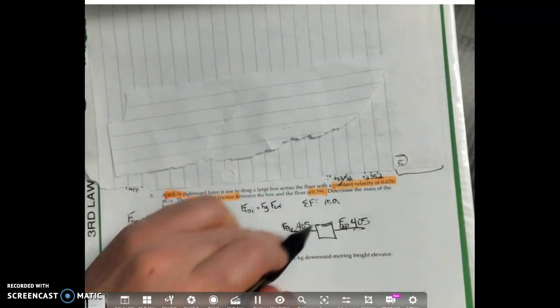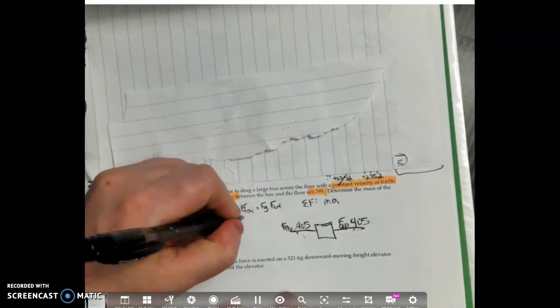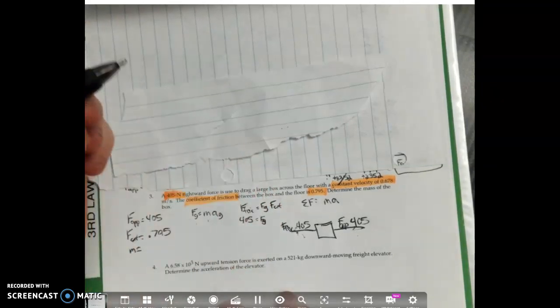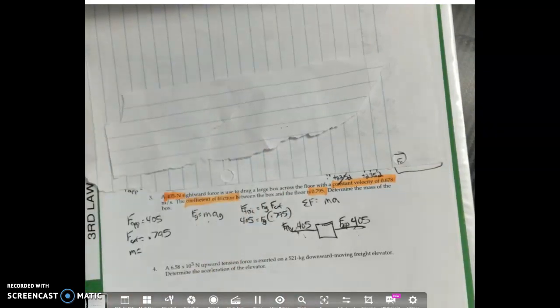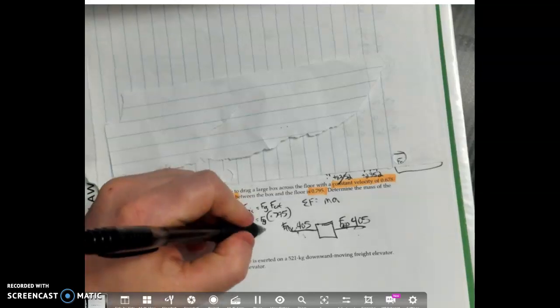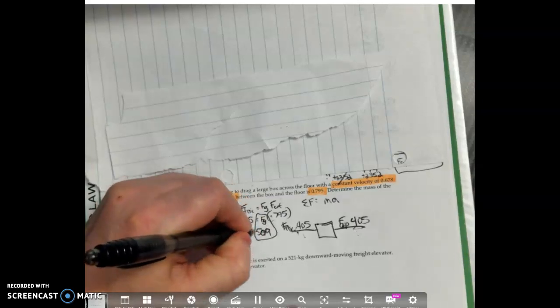So now, because we know there's a constant velocity, these have to be balanced. This force of friction has to be 405, which means we don't know the force of gravity, but we know the friction coefficient is 0.795. So let's get our calculator on hand, and let's do 405 divided by 0.795. And that's going to give us 509. There we go. That's our force of gravity, right?